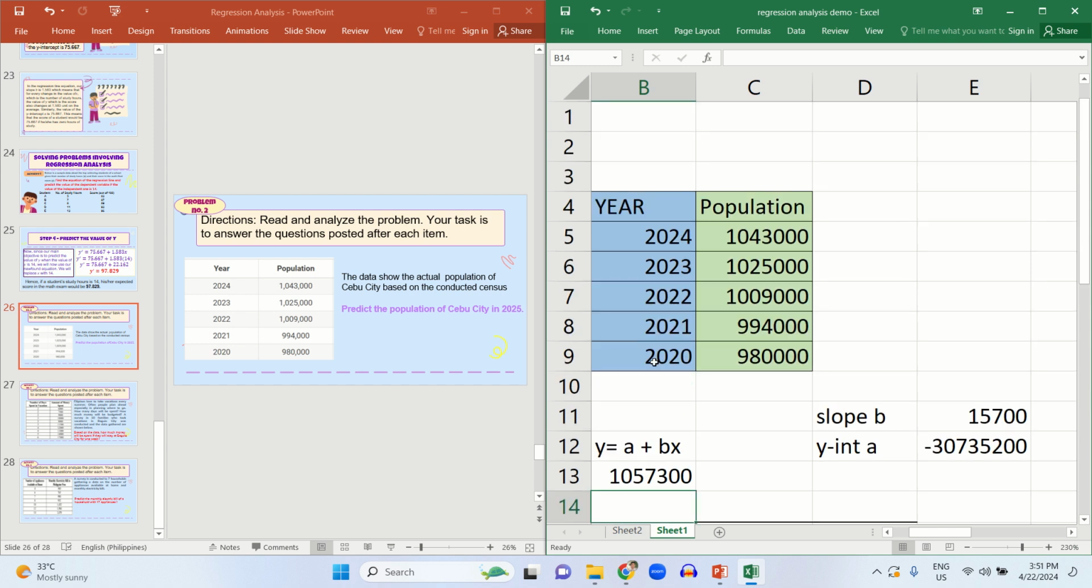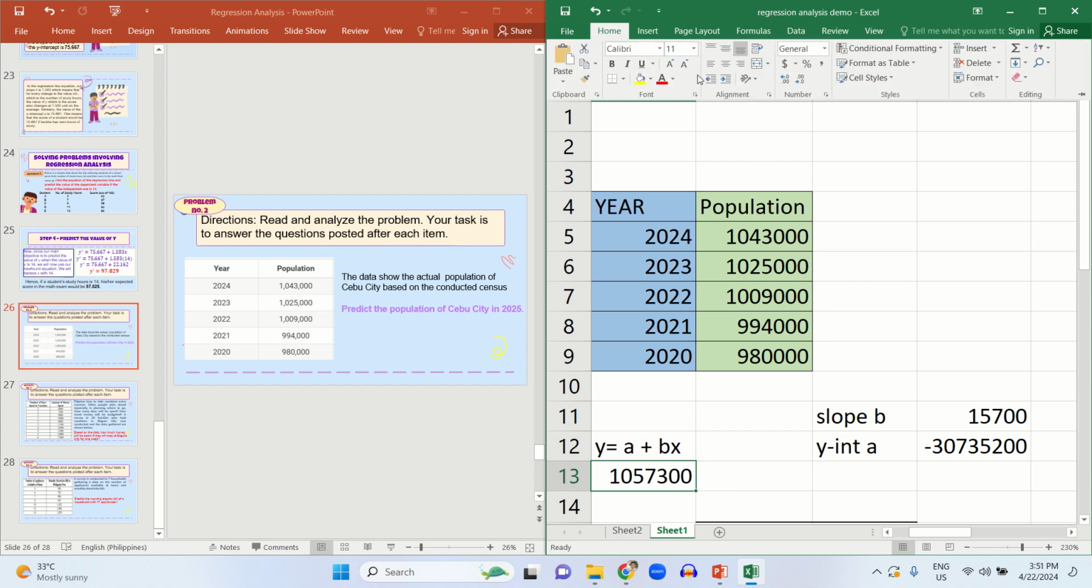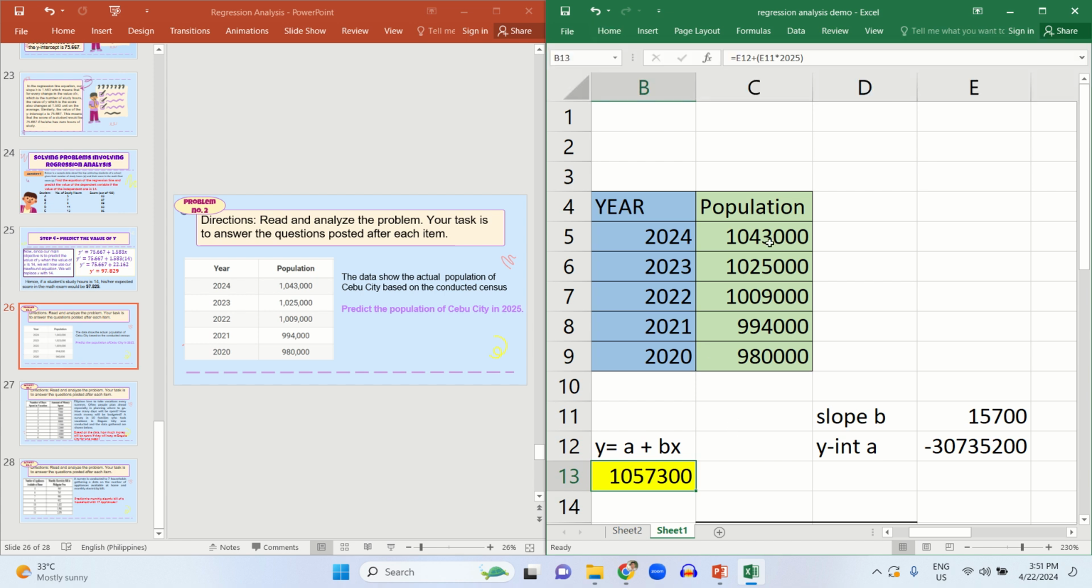There you go. This is now the estimated value or the population in the year 2025. From 1,043,000, it is now 1,057,300. So, right? The regression analysis is really amazing, especially when you are using Microsoft Excel. Okay? Did you get it? Okay, very good. That's it.